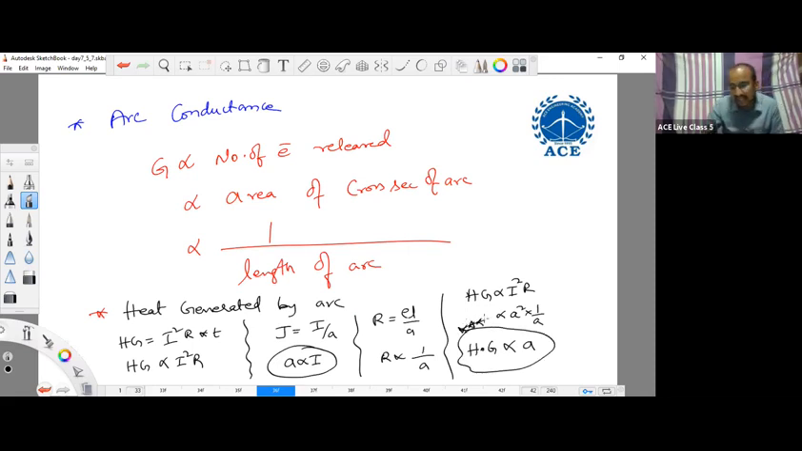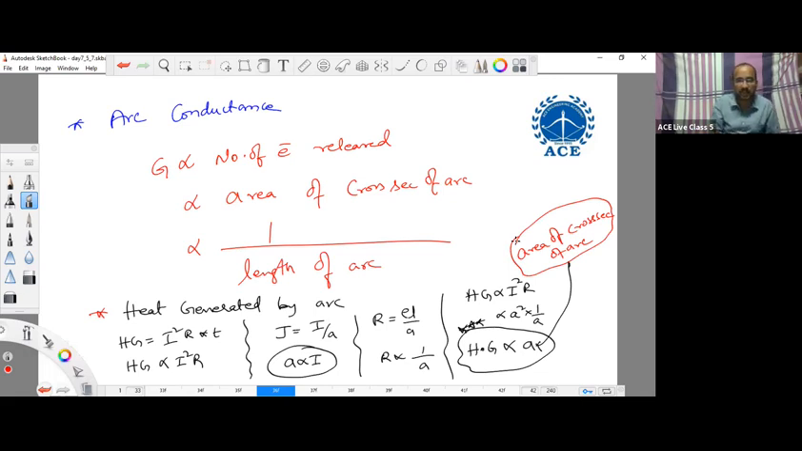Heat generated by the arc is directly proportional to what? Area of cross section of the arc. Very important. Here A is the area of cross section of the arc. Okay, don't confuse. There was one objective asked in a previous examination. He asked whether the heat generated by the arc is directly proportional to the area of cross section, square of the area of cross section, cube of the area of cross section, or the area of cross section power 3 by 2. So it is directly proportional to the area of cross section of the arc.